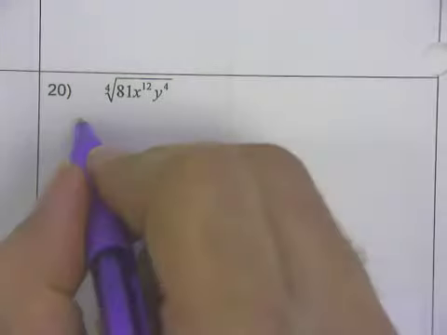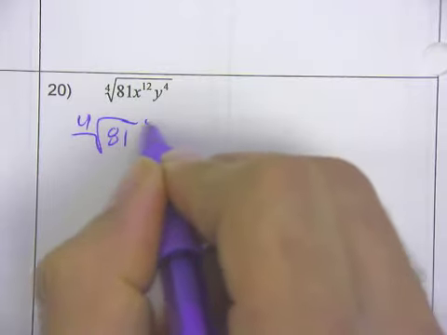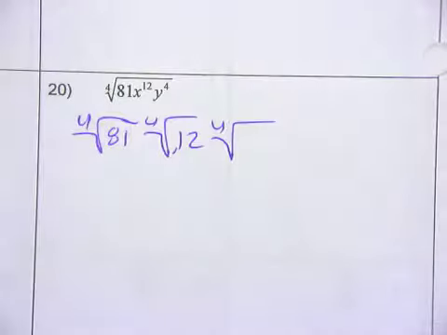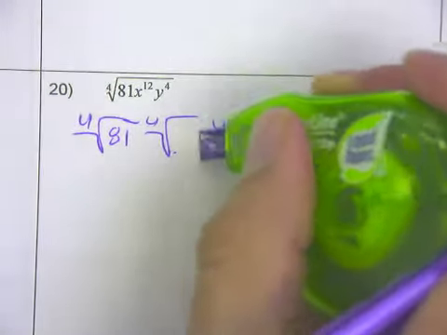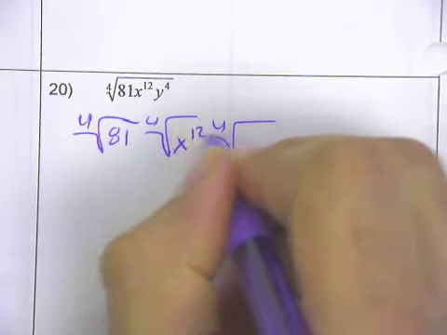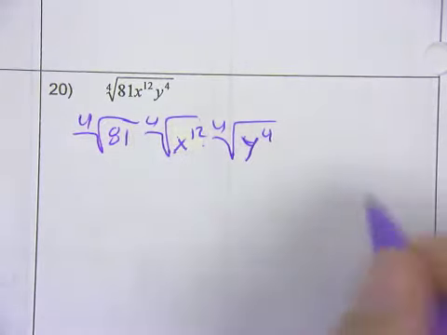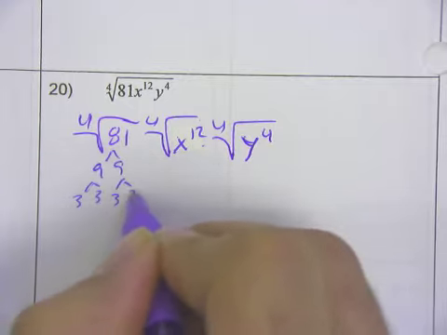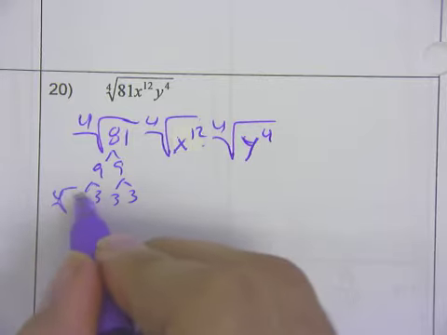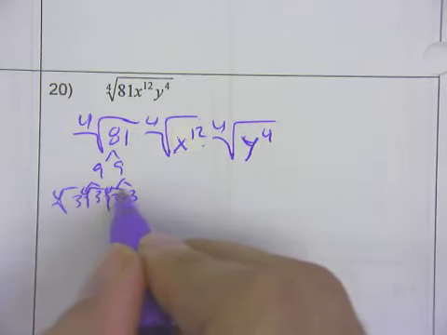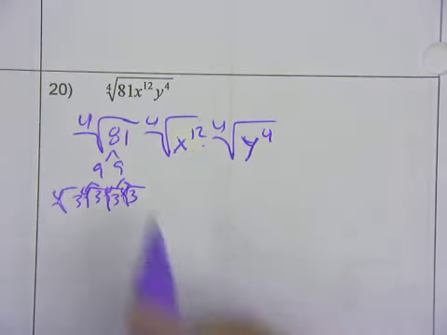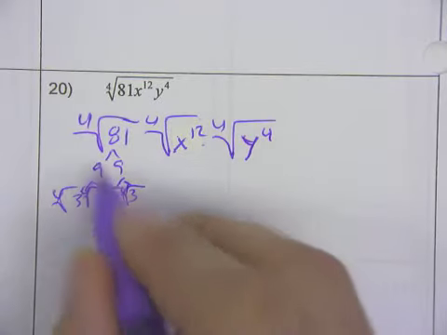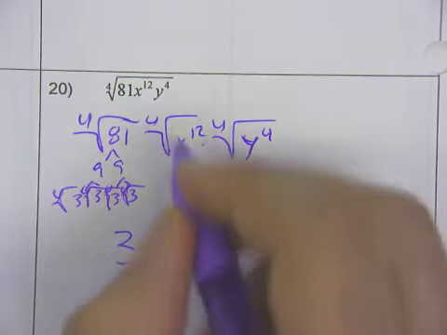One more. We've got the fourth root of 81 times the fourth root of 12 times the fourth root of x to the 12th, y to the 4th. 81 is 9 times 9, which is 3 times 3, which is 3 times 3. So we've got the fourth root of 3 times the fourth root of 3 times the fourth root of 3 times the fourth root of 3. Yeah, people who are listening without any volume are going to have no idea what I wrote down there, but you guys do because you're listening. That means the fourth root of 81 is just 3.